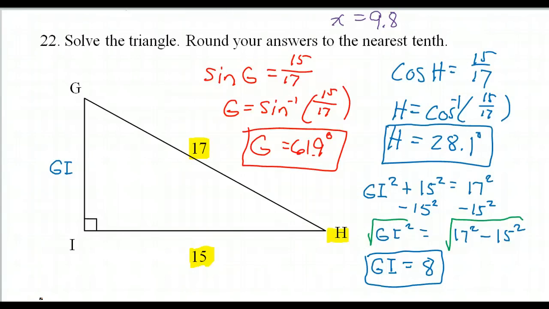All right, I'm out of time, but here's the solution to number 22. First, I found angle G by doing the inverse sine of 15 over 17. That should be 61.9. Then I found angle H by doing the inverse cosine of adjacent over hypotenuse, 15 over 17. So angle H turned out to be 28.1 degrees. And then I found side GI here by doing the Pythagorean theorem. And I got 8. That is the end of the lesson.